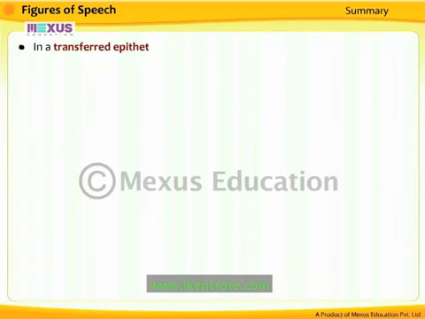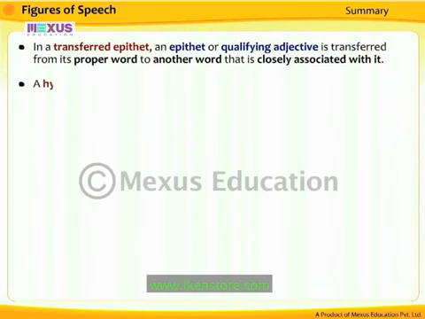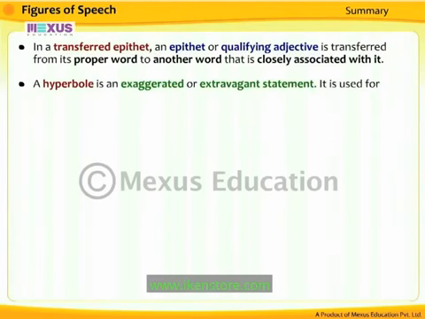In a transferred epithet, an epithet or qualifying adjective is transferred from its proper word to another word that is closely associated with it. A hyperbole is an exaggerated or extravagant statement. It is used for emphasis by making an overstatement.